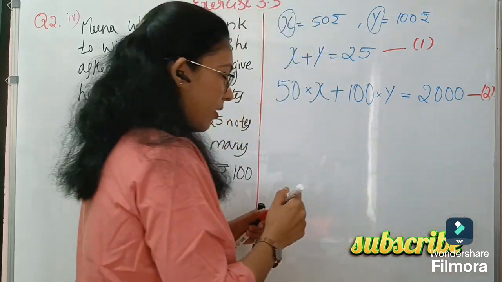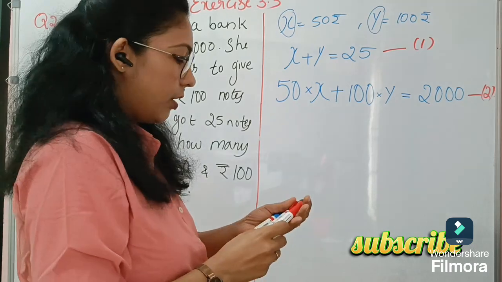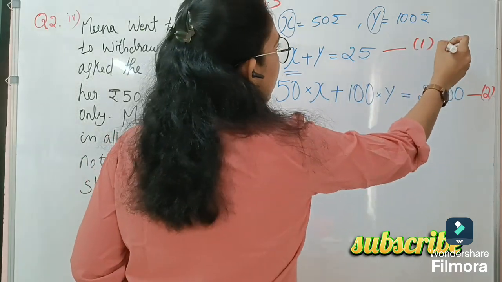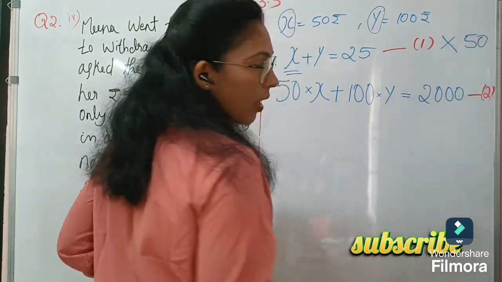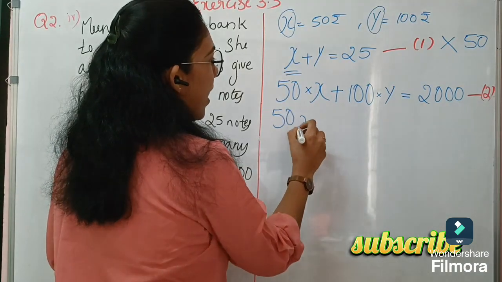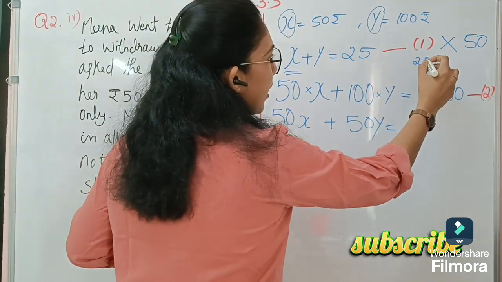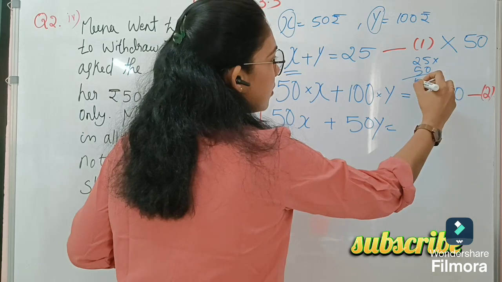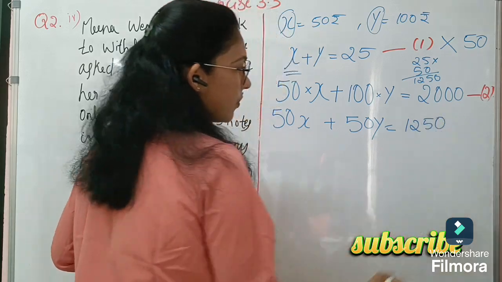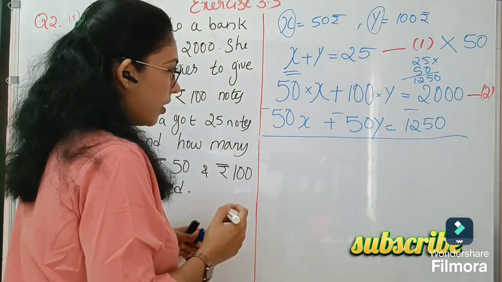Then as usual, by the elimination method, we have to equalize any of the coefficients. So now we are equalizing our x coefficient by multiplying equation number 1 with 50. This equation changes as 50x plus 50y, which is equal to 25 times 50, which is 1250.